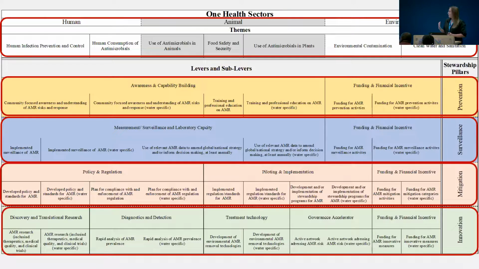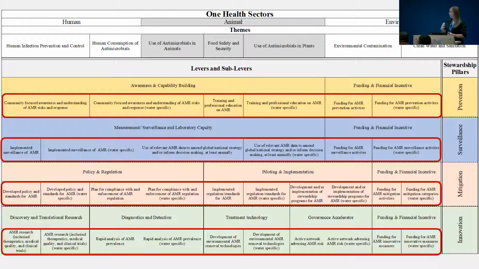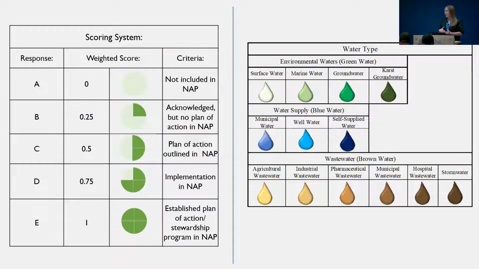And then we have our 4 stewardship pillars that have their associated levers, the top line within each of those rows. And then we have our sub-levers, which are the evaluation component of this framework. These are then applied to each of the One Health sectors, themes, and also the stewardship pillars. And if appropriate, there is a water-specific complementary sub-lever to each of these questions. With this, we then evaluated national action plans based on this criteria, ranging from not included within the country's national action plan, all the way up to an established plan and stewardship program.